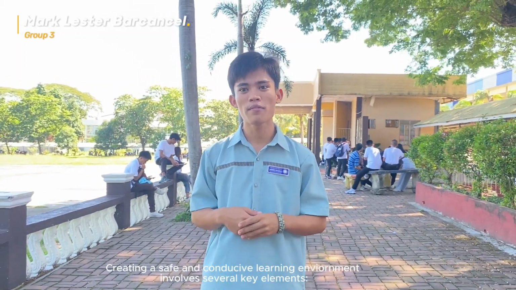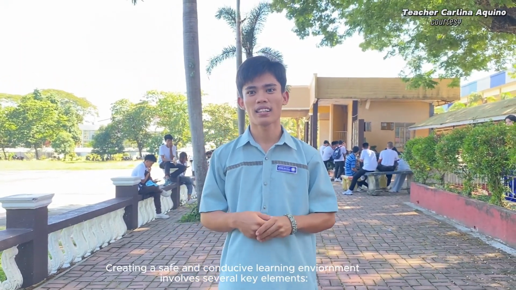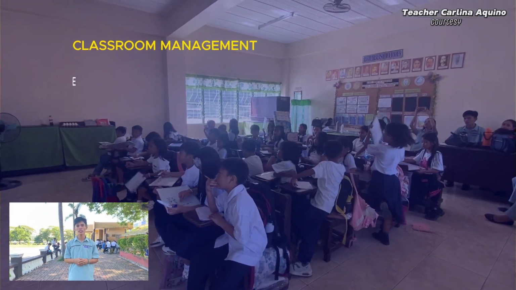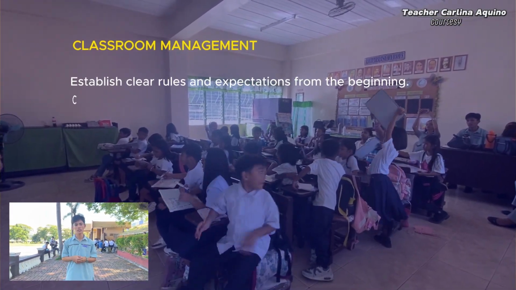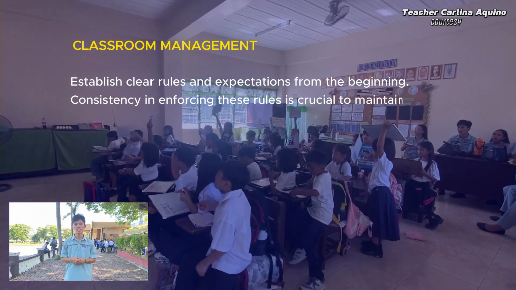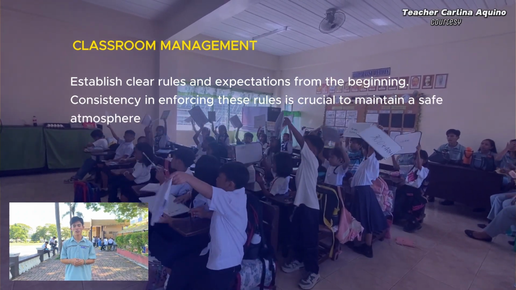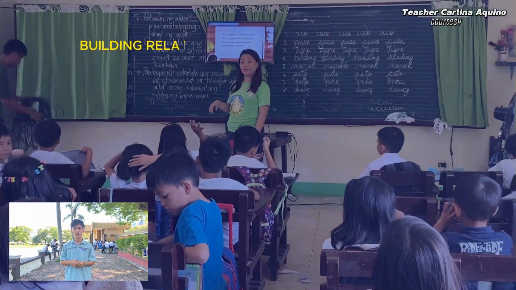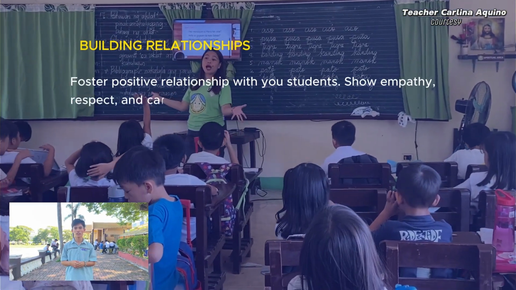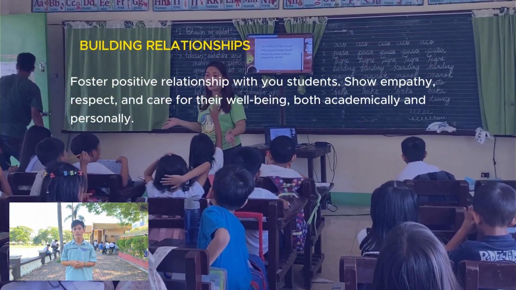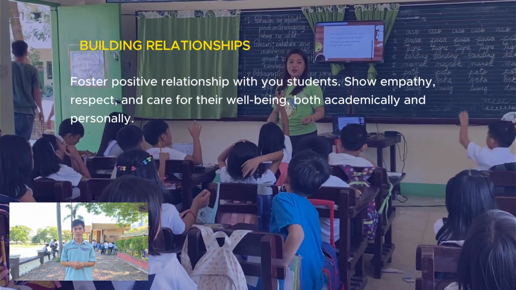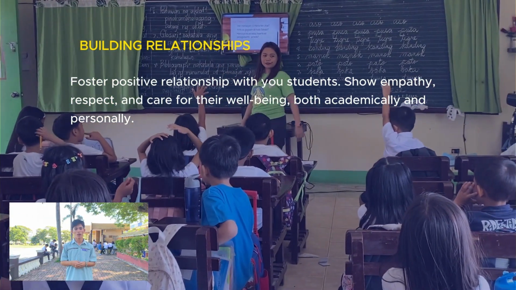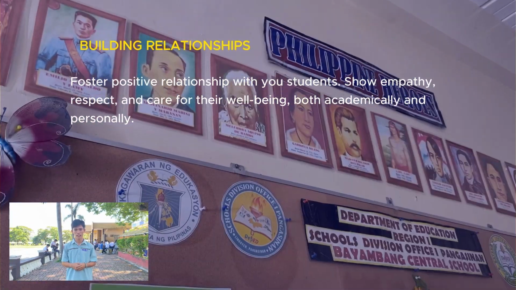Creating a safe and conducive learning environment involves several key elements. Classroom management: establish clear rules and expectations from the beginning. Consistency in enforcing these rules is crucial to maintain a safe atmosphere. Building relationships: foster positive relationships with your students. Show empathy, respect, and care for their well-being, both academically and personally.